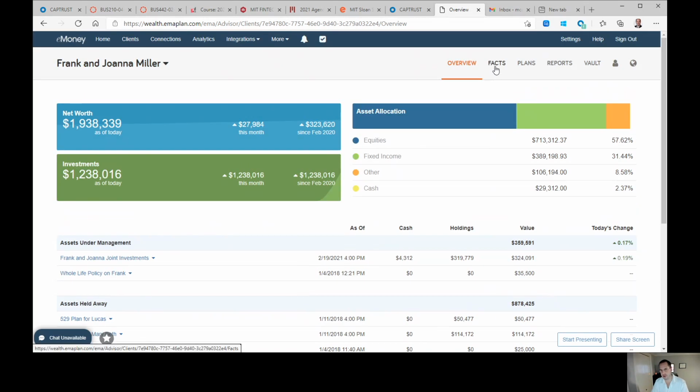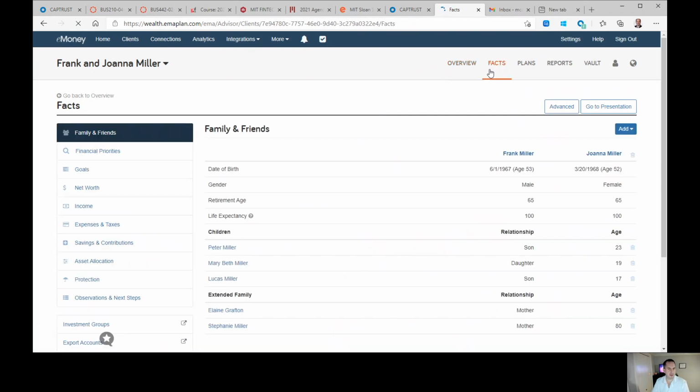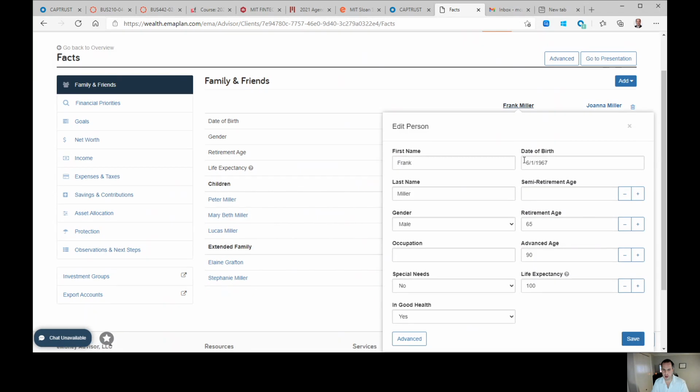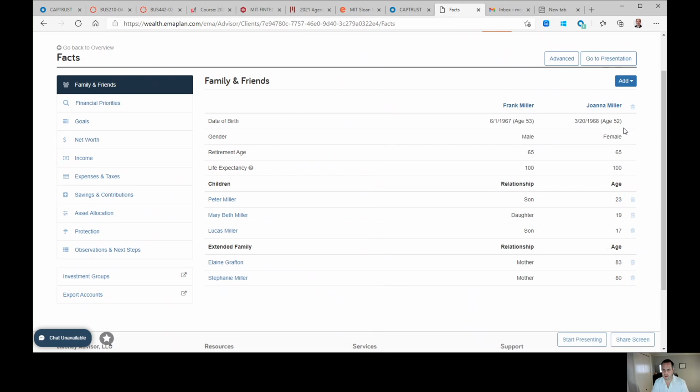I frequently use these tabs here. The facts is where I'll do a lot of inputting. Luckily, in these examples with Frank and Joanna Miller, all this has been entered, but you can go and click in here, see a variety of options that you can list. I rarely put the person's occupation. You can also see children, extended family, including grandchildren, and you can add a whole variety of context to their profile here. So there's a nice information bank.